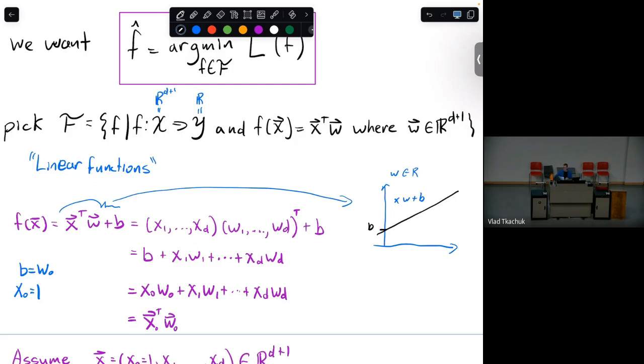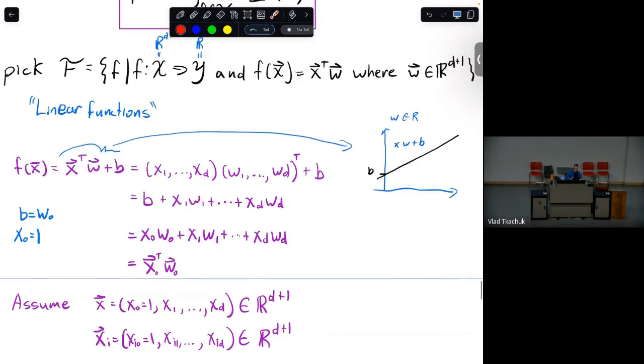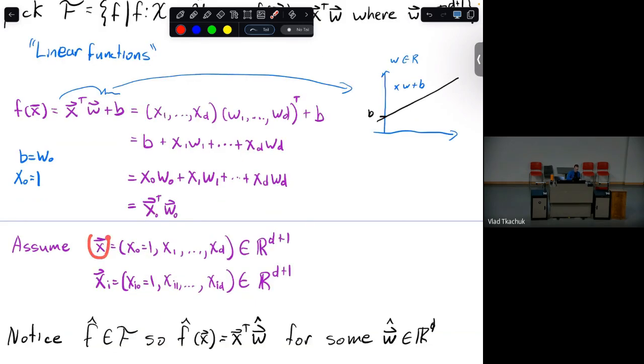And then I said for mathematical convenience, we're going to group the B as one of the weights, because then we can just describe the whole thing as a dot product. And what that meant is we take this B, we call it W naught, and then we multiply it by X naught, and we say X naught is always 1. And then you get something like this.